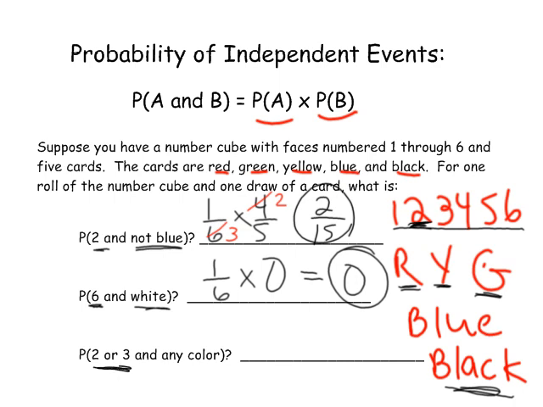The last one, we want to roll a 2 or a 3, and then we can pick any of the 5 colors. The 2 or 3 is what we talked about yesterday. The probability of rolling a 2 is 1/6, plus the probability of rolling a 3, which is 1/6, is 2/6 or 1/3. The probability we draw any of those 5 colors is 1. We know we have to get one of them. So the probability that we roll a 2 or a 3 and then any color is 1/3.